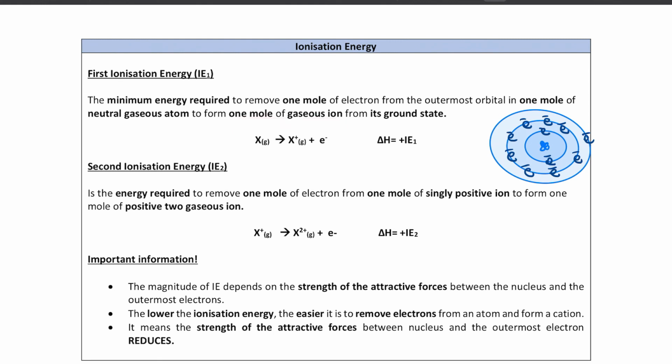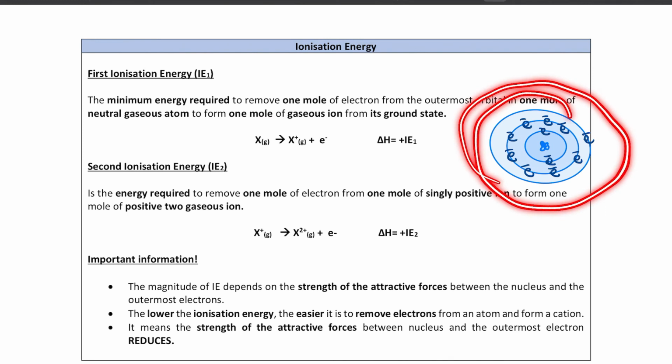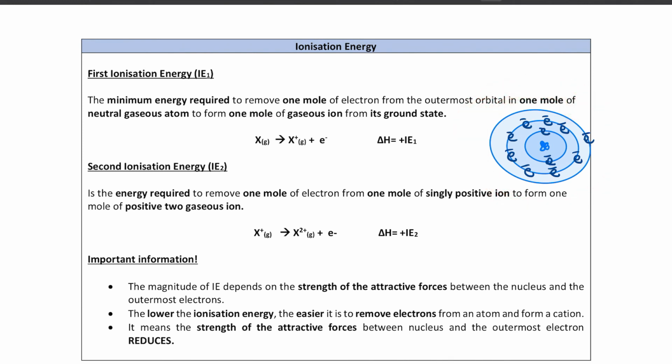Okay, so for example, let us use this example here. This is actually sodium atom lah. Dalam sodium atom kita tahu Na ada 1s2, 2s2, 2p6, 3s1 sebab dia ada 11 proton and 11 elektron lah dalam neutral state dia. Okay, so dalam ni sini ada 1, 2 elektron, and then dekat sini ada 8, and then ini ada 1. So now we want to remove this electron.